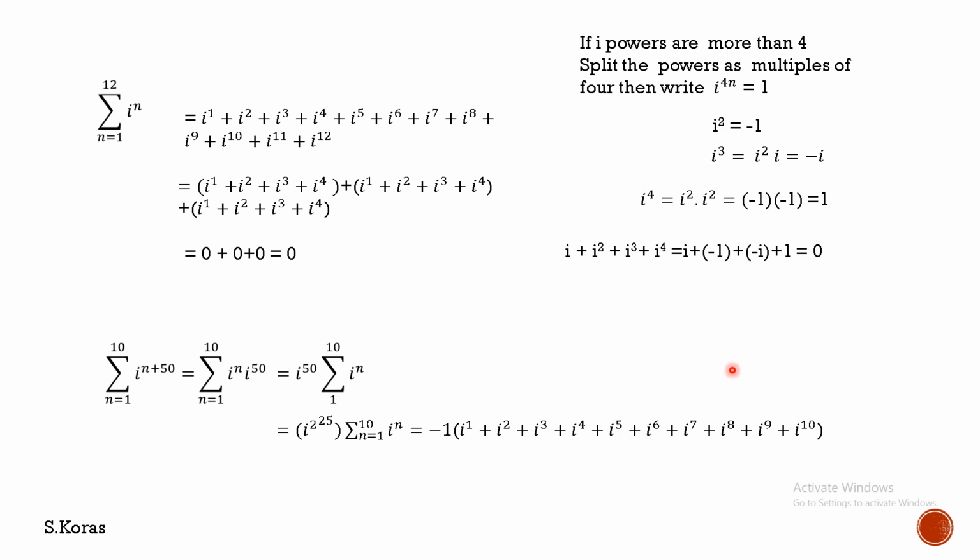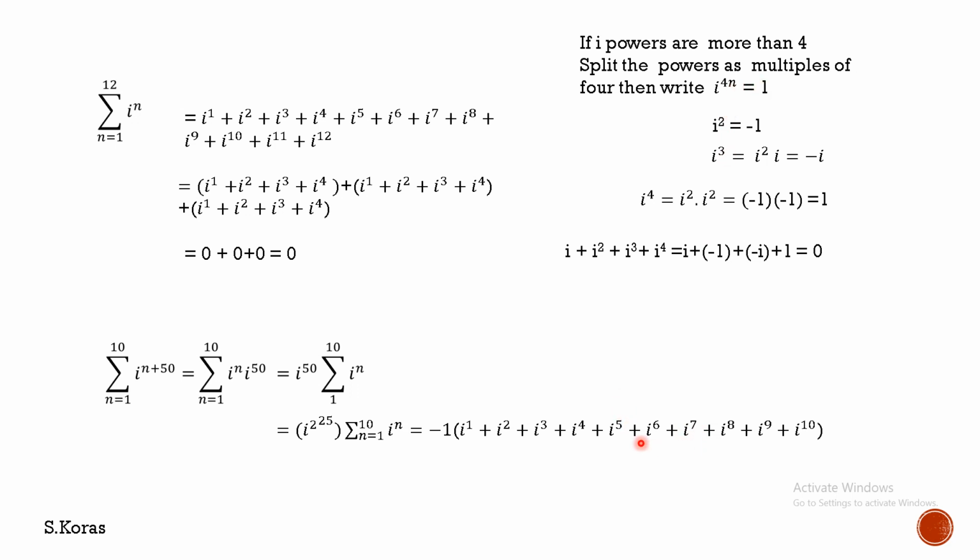This method is very, very simple, because i plus i square plus i cube plus i power 4 will give you the answer as 0, and if the power goes more than 4, split the power with i to the power 4n. That is i power 5 can be written as i to the power 4 into i. i power 4 value is 1. 1 into i is i. If you take i power 7, you can simplify this as i power 4 into i power 3. i power 4 value is 1, as I told you. So 1 into i cube.